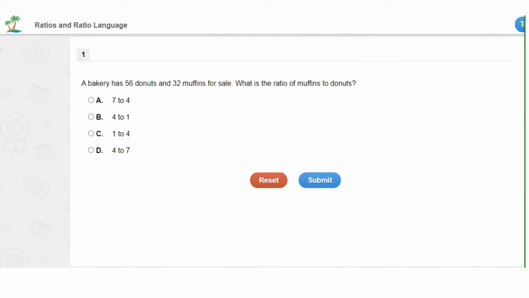All right, here's another one. A bakery has 56 donuts and 32 muffins for sale. What is the ratio of muffins to donuts? Order is important, so I'm going to put muffins to donuts. And then I'm going to put my numbers in. So I have donuts is 56, so I'm going to put 56 in my denominator. And then I have 32 muffins in my numerator.